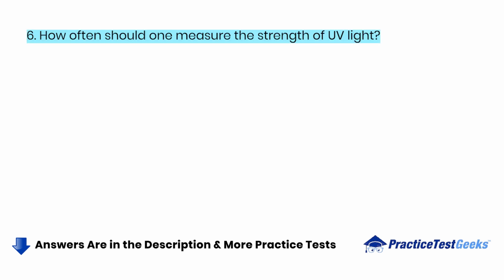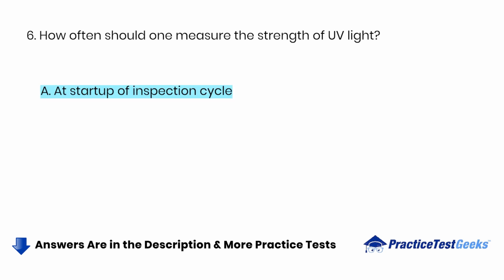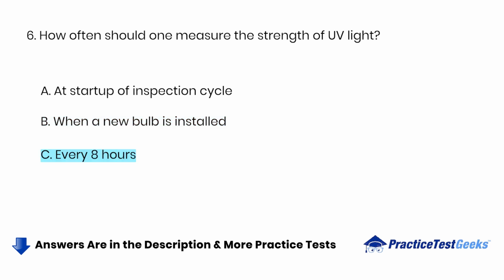How often should one measure the strength of UV light? A. At startup of inspection cycle. B. When a new bulb is installed. C. Every 8 hours. D. All of the above.